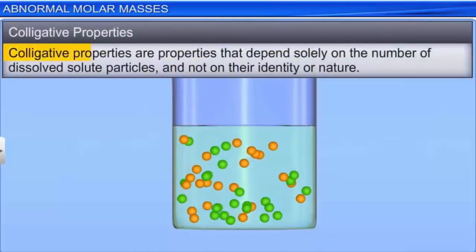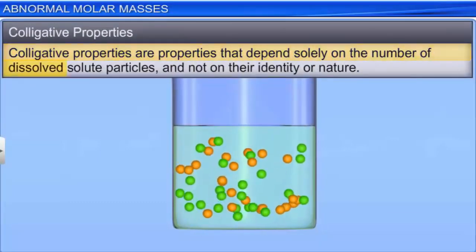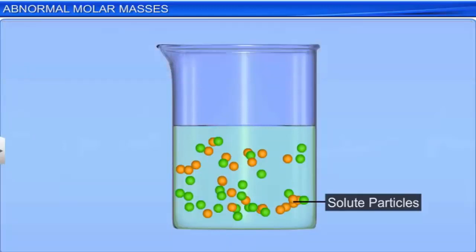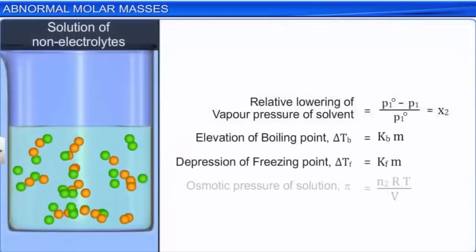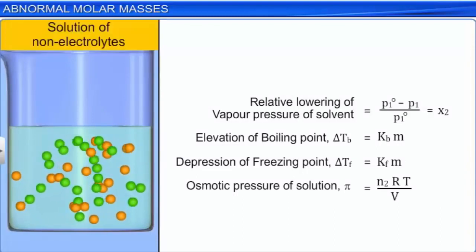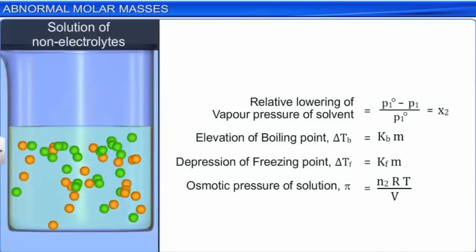You know that colligative properties are properties that depend solely on the number of dissolved solute particles and not on their identity or nature. Various relations derived for colligative properties hold good only for solutions of non-electrolytes, as there is no change in the molecular state of the solute.